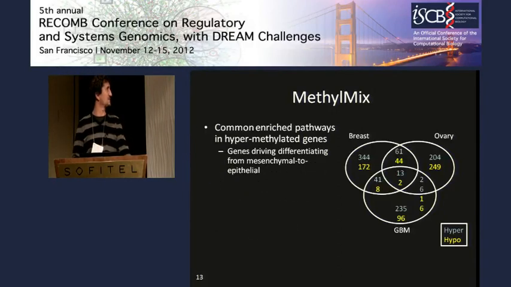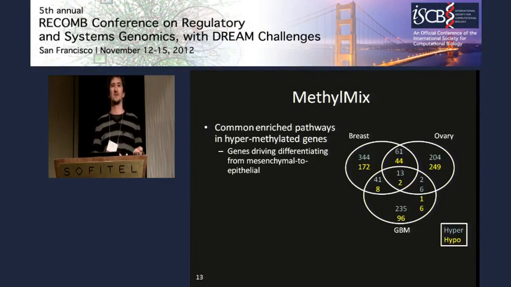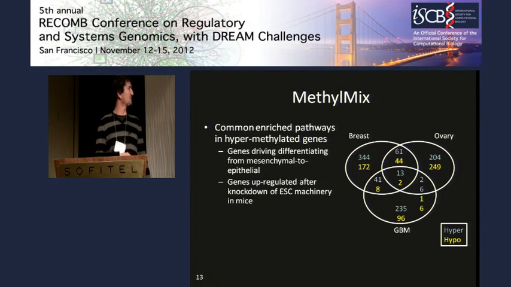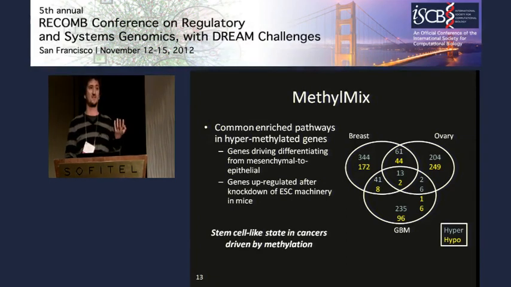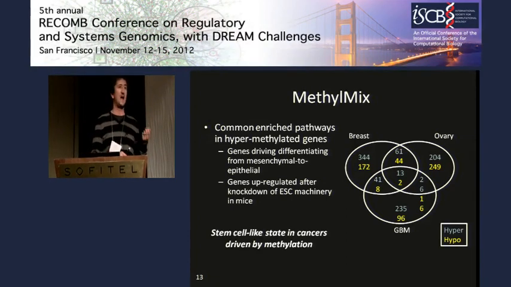We also looked at which pathways were enriched in all these cancers, because we don't expect that the same genes will be hyper or hypomethylated in each cancer. We found that the hypermethylated genes were enriched in genes that are driving the differentiation from mesenchymal to epithelial state. We also found genes that were upregulated after the knockdown of the embryonic stem cell machinery. This suggests that cancer cells are in a stem cell-like state, and that genes that would drive away from this state are hypermethylated.